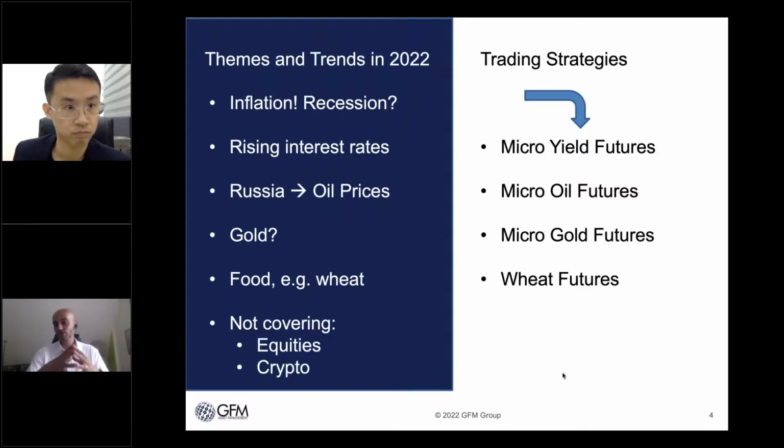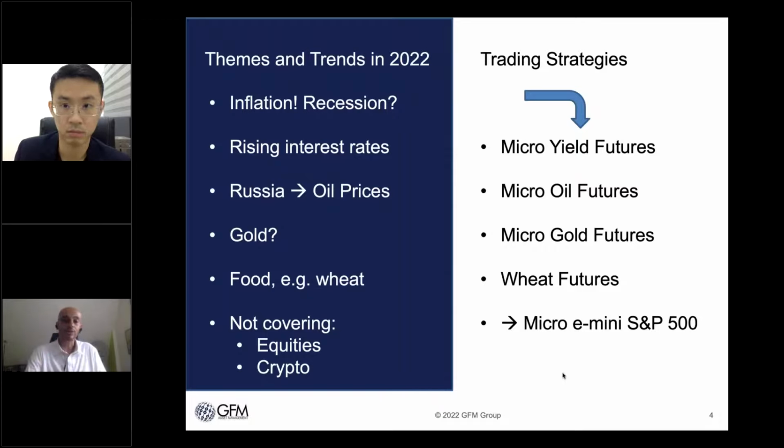Wheat, as far as I know, also has a mini micro contract, which is relatively new. So depending on how much exposure you want to the wheat market, wheat prices, whatever your strategy is there, you can incorporate that into your futures strategies as well. As mentioned, I'm not going to be covering the micro E-mini S&P 500 or the Bitcoin or Ether futures in this presentation, but those are there if you would like to learn more.